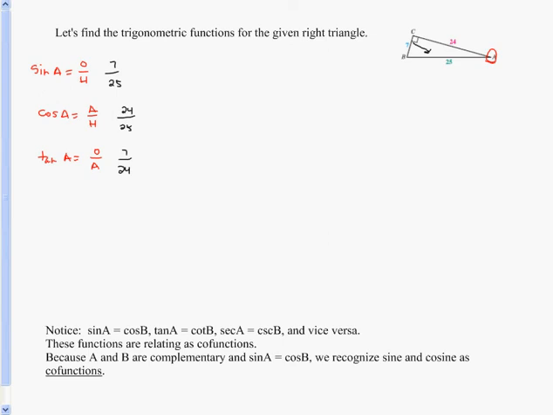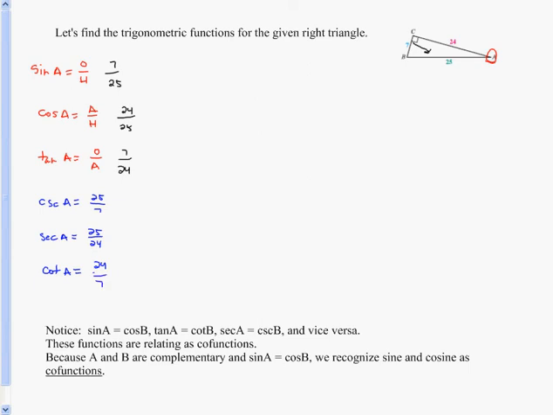Now ideally you can flip those around very quickly to find the other 3 trig functions. Cosecant of A is going to be 25 over 7 because it's the reciprocal of sine. Secant of A is going to be 25 over 24 because it's the reciprocal of cosine. And cotangent of A is going to be 24 over 7 because it is the reciprocal of tangent.